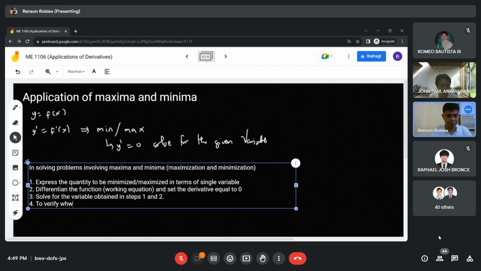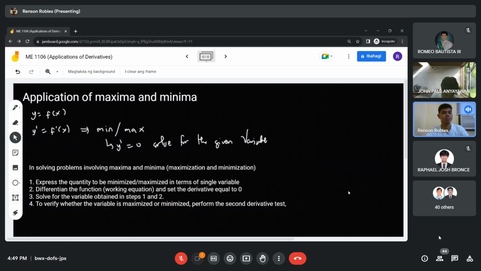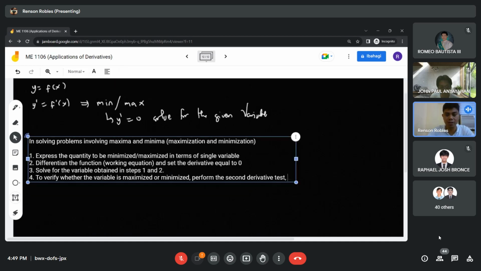Then, to verify whether the variable is maximized or minimized, perform the second derivative test. So this is just the simple step to follow in solving problems on minimization and maximization. Okay. Problem number 1.